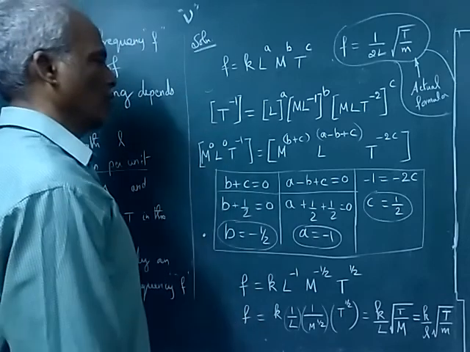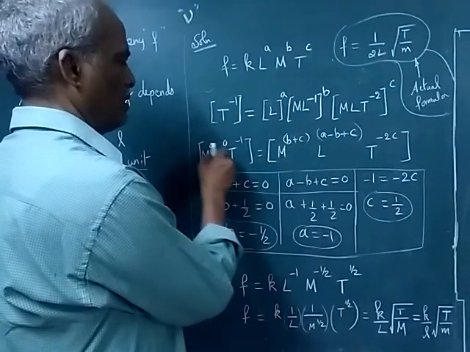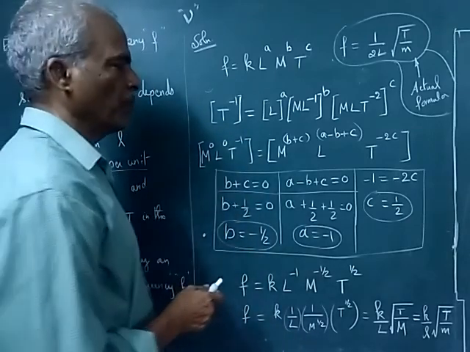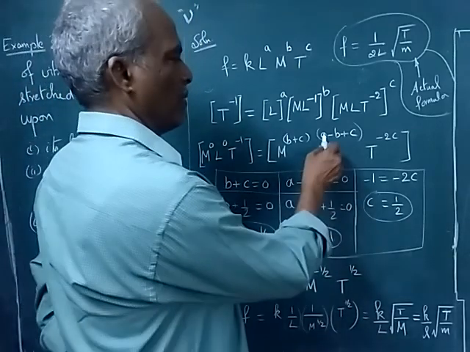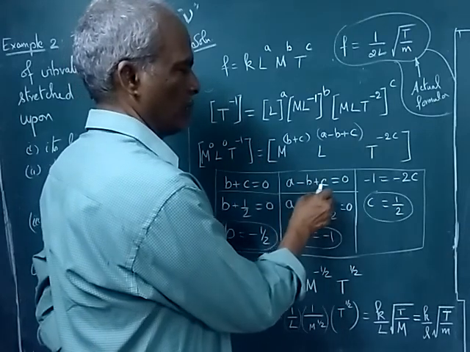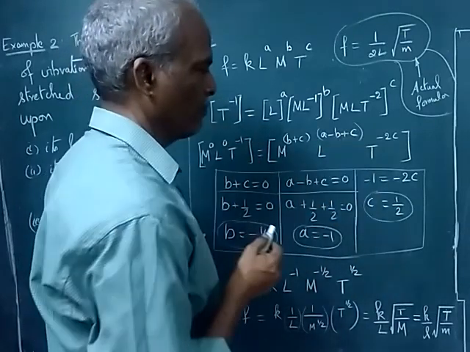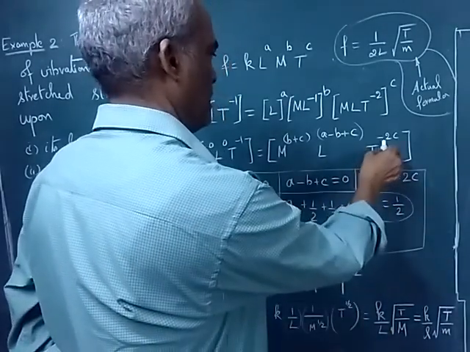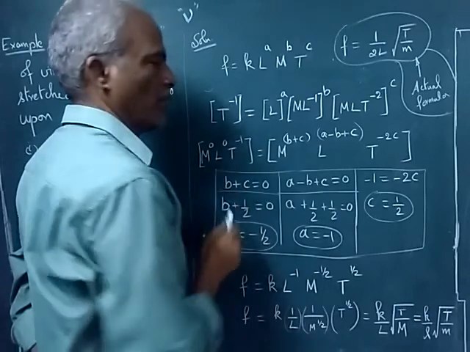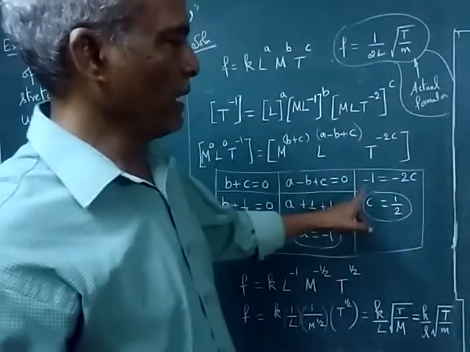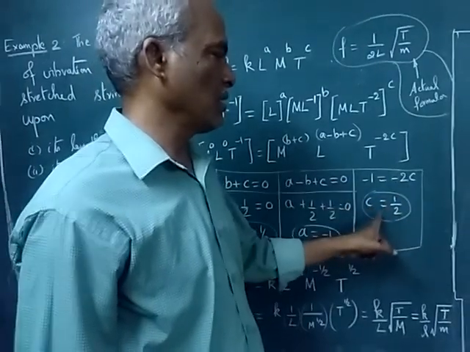So now we will equate mass. Mass is b plus c, here 0. So b plus c equal to 0. And then L power is a minus b plus c, here it is 0. So a minus b plus c equal to 0. Then lastly time, t power minus 2c. So minus 2c is equated to minus 1. So minus 1 equal to minus 2c. Minus minus gets cancelled. c is equal to 1 by 2.